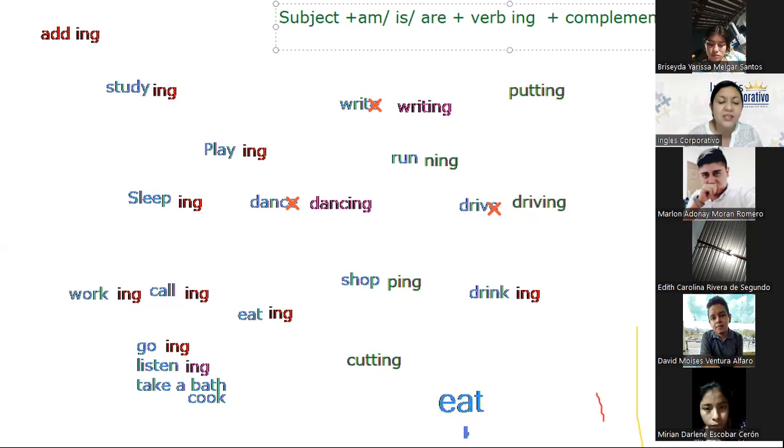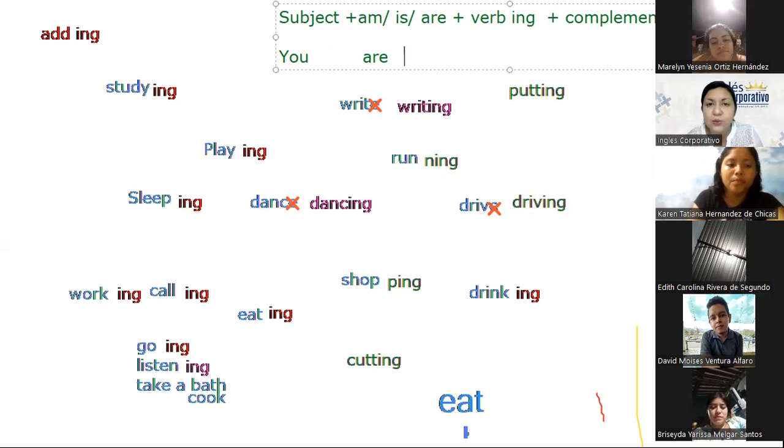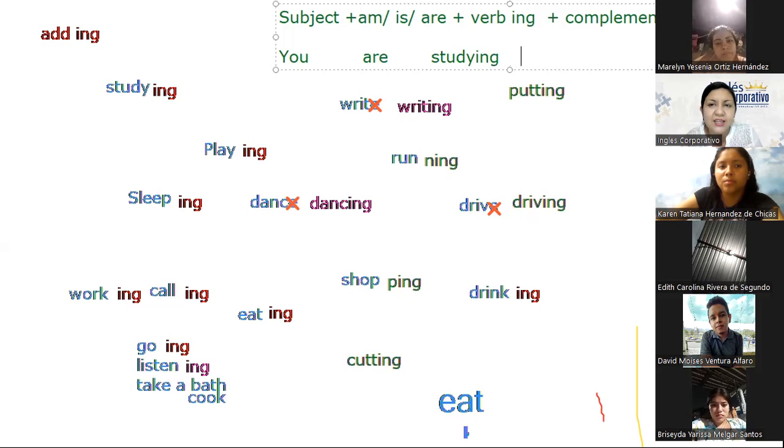Ahora vamos a hacer una oración como ejemplo. Vamos a ver, the subject is you. Entonces, el verbo to be es? Are. You are. Y vamos a ver el verbo en ing form. Studying. You are studying the present continuous right now. Right now significa en este momento o ahora. Aquí, ahorita mismo.